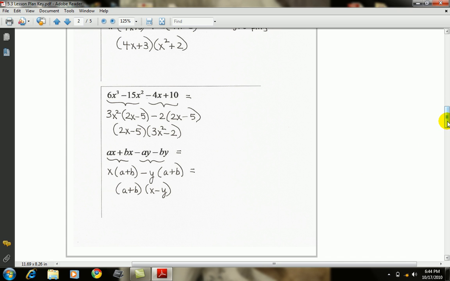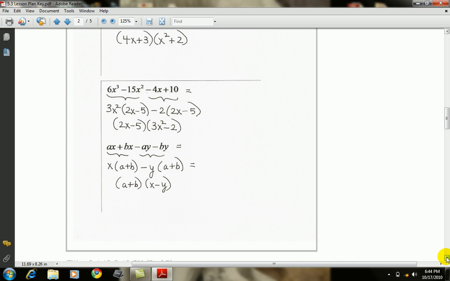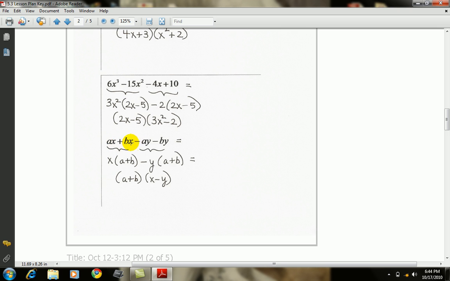And my final example on this page, ax plus bx minus ay minus by. Step 1, look for the GCF, but the only GCF is a 1, so that's not very helpful. Step number 2. When I see 4 terms, I think factoring by grouping. ax plus bx, what can I pull out? The GCF is an x. In parens I have a plus b, quantity.